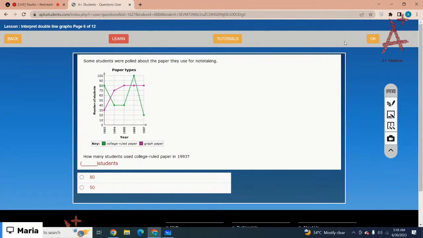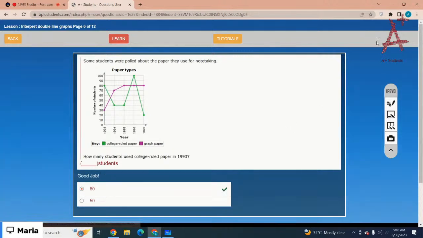So 1993, here you have 1993. You have to look for the college rule. College rule is green. So here you have 1993. Just look at the green line. It would be at 80. That means 80 students used college rule paper in 1993. Got it?